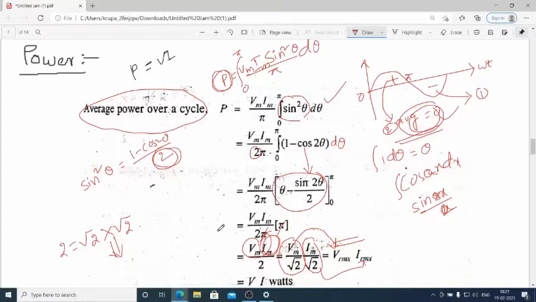The average power over a cycle of the resistance element, with applied voltage V and current I, is V into I watts. This is the active power.